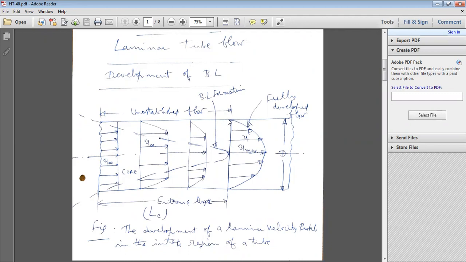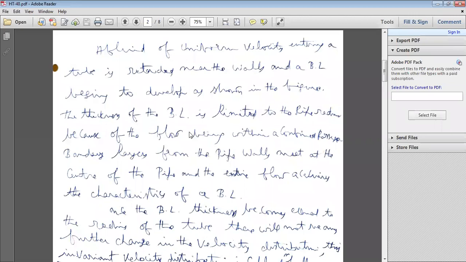Up to that maximum thickness only, the pipe radius, the boundary thickness reaches the radius of the pipe. What is the maximum value of boundary thickness? The radius of the pipe or tube. That's why the thickness of the boundary layer is limited to the pipe radius, because the flow is within a confined passage. So boundary layers from the pipe walls meet at the center of the pipe.